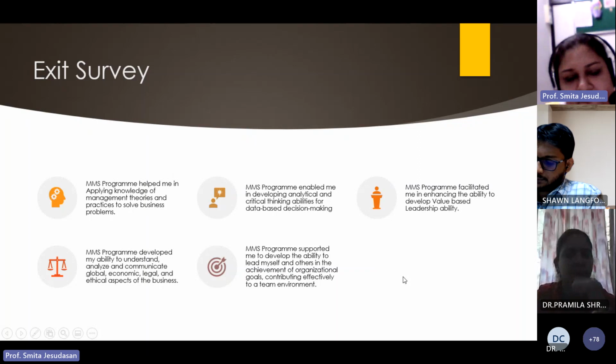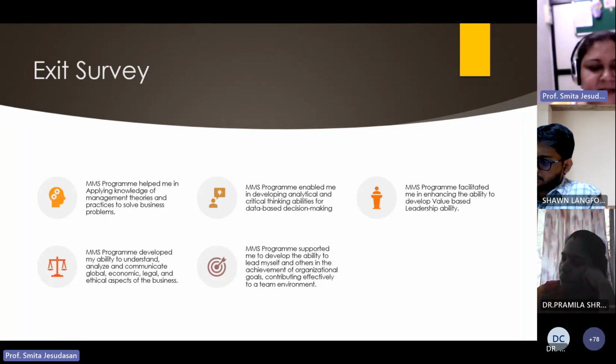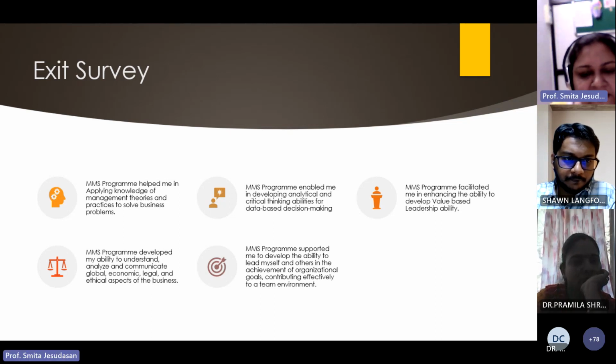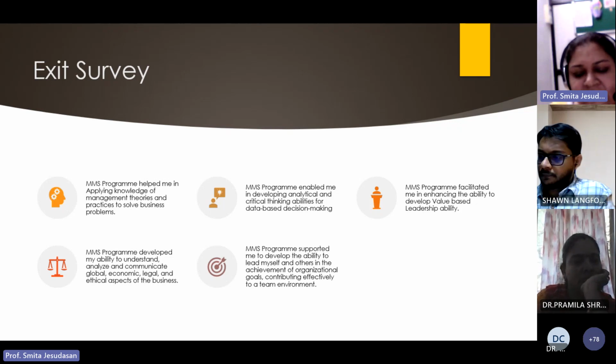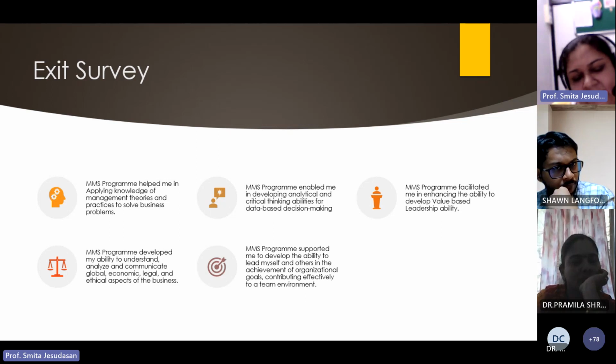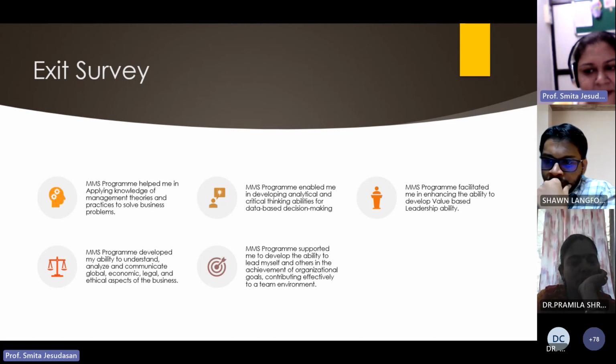Coming to the second tool. The second tool is the exit survey. Now, when we say exit survey, this has to be done at the end of 2 years, after the students have completed all the semesters of the program. So when we say course assessment survey, it has to be done for each subject, for each course at the end of each semester. But when it comes to exit survey, this has to be done at the end of the program. So if your program has 4 semesters, it has to be done after the completion of 4 semesters.